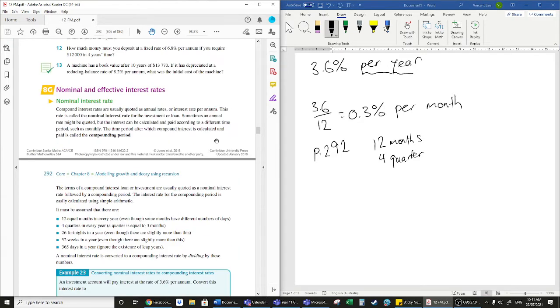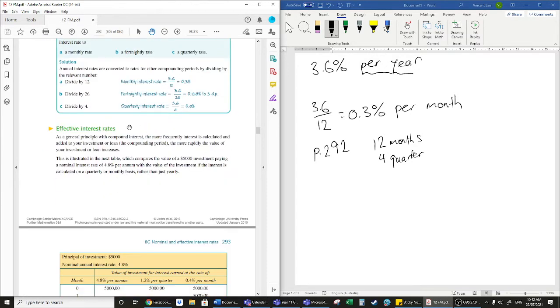Alrighty. So that's nominal interest rate, as you can see here, just reading the textbook. Sometimes it is good to read the textbook. There's a lot of information there, but it's good to have a quick skim through. As it says here, compound interest rates are usually quoted as annual rates or interest rate per annum. This rate is called the nominal interest rate for the investment or the loan. So as you can see, that's what I was talking about. The nominal interest rate is generally the interest rate that is given to you in the question.